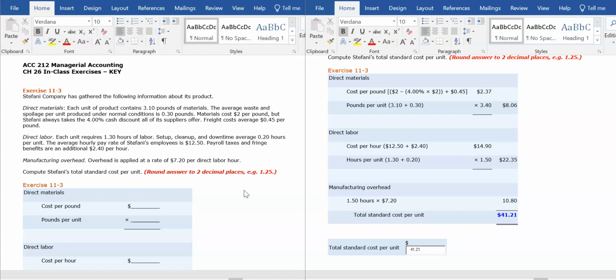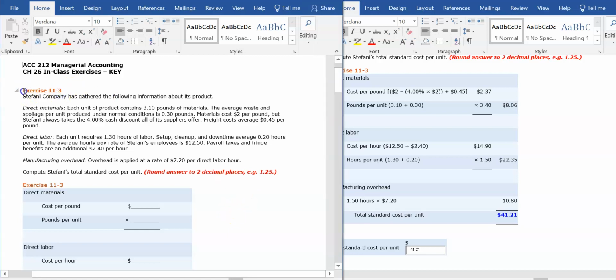But what we want to do is drill down a little bit further and compare what we should be spending, or what costs we should be incurring, to produce a unit of product based on our budgeted expectations, and compare that to what our actual costs were to make a product or a unit of inventory. So to see how this works, let's look at this exercise.